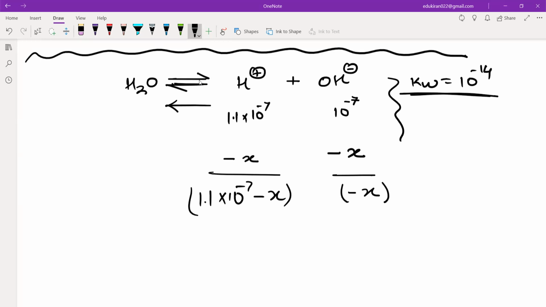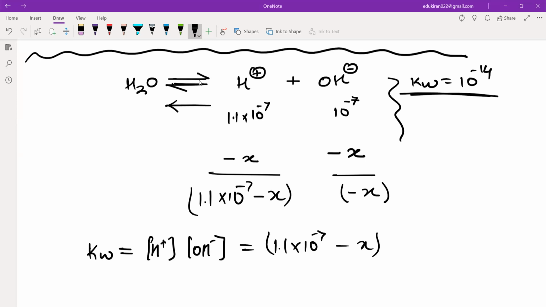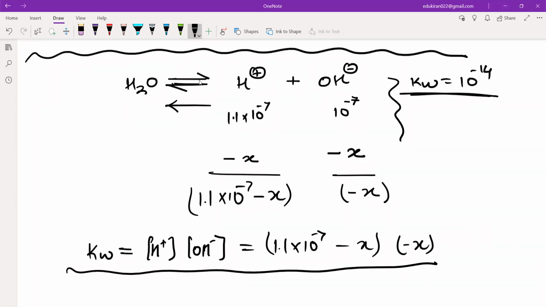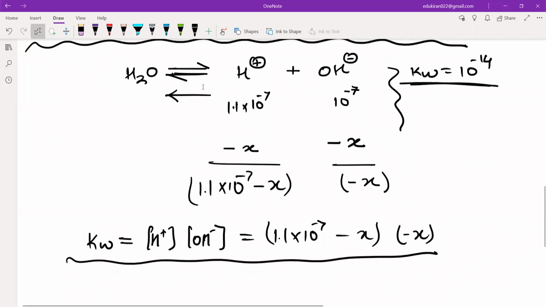And then what you can write? You can write about Kw. Kw is equal to how much? Concentration of H plus into concentration of OH negative. Then you can calculate 1.1 into 10 to the power minus 7 minus X, into X into minus X. So you will get a quadratic equation, and then you have to solve the quadratic equation. Yes or no, guys? Tell me. Yes, sir. Okay, fine.